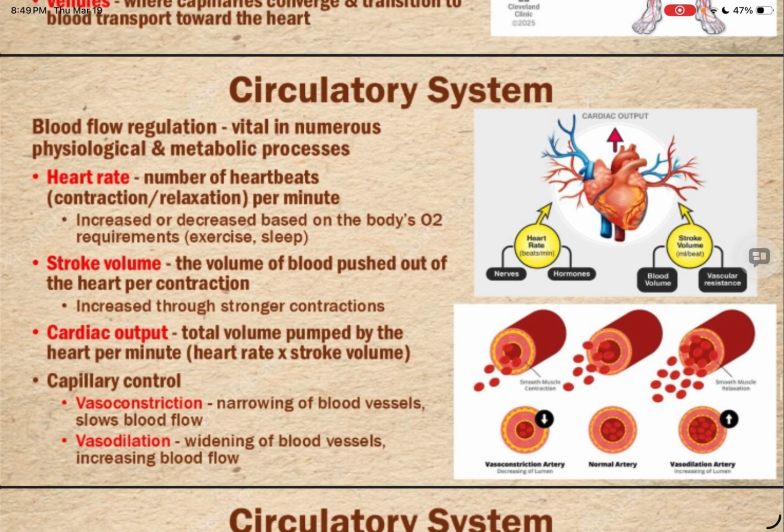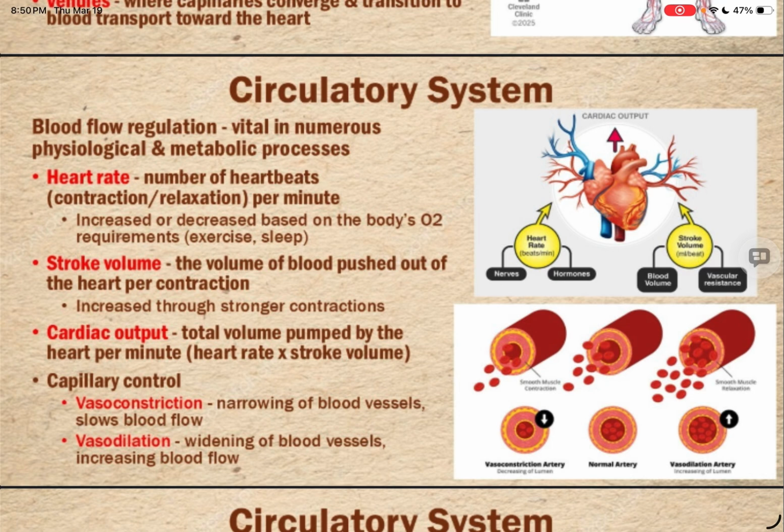Our circulatory system, blood flow regulation, is vital in numerous physiological and metabolic processes. Your heart rate is the number of heartbeats, the contractions and relaxations, per minute. It's increased or decreased based on the body's O2 requirements. So in exercise, you're going to need more, so it should be increased. And at night, you should need significantly less, so it should be significantly lower to reflect that. The stroke volume is the volume of blood pushed out of the heart per contraction, and it can be increased through stronger contractions. Cardiac output is the total volume pumped by the heart per minute. So it's the heart rate times the stroke volume.